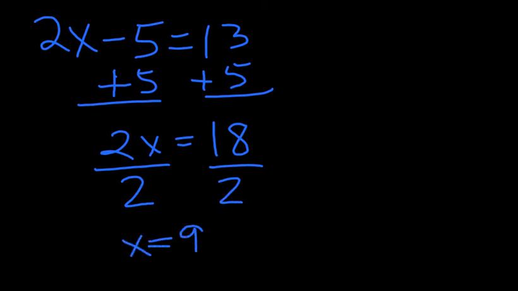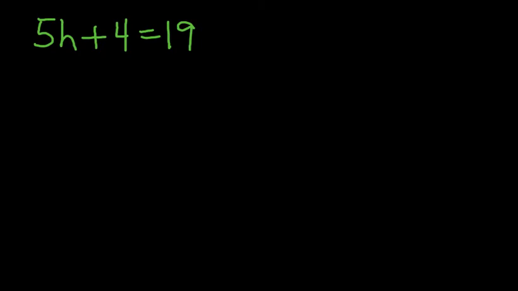To check it, put 9 back in. Well, 2 times 9 is 18. 18 minus 5 is 13. That's the right answer. Let's do another one. Remember the steps. Plus or minus thing first.